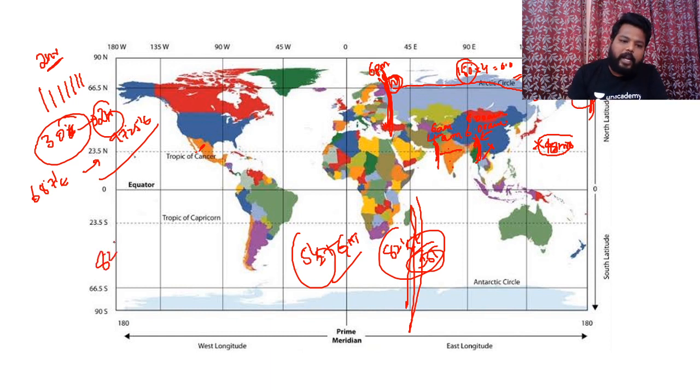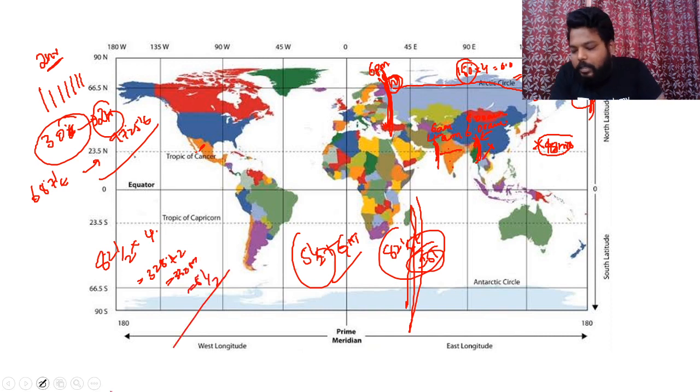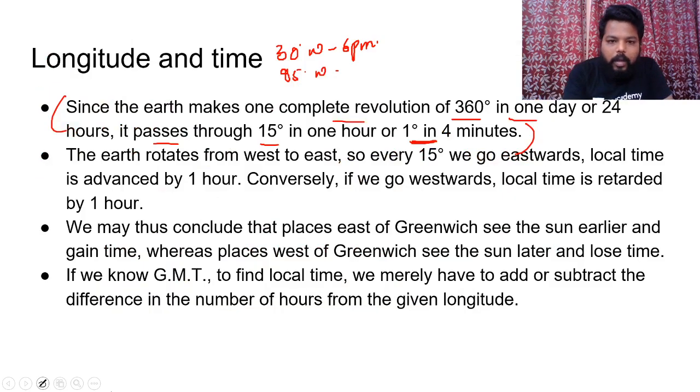You can simplify it. 82.5 into 4: 82 into 4 is 328, and half into 4 is 2, so 330 minutes. 330 minutes gives us 5.5 hours. It is a very simple calculation. So the answer for the question which I have given: I have given it as 6 p.m., right? So 6 p.m. minus 55 degrees. 55 into 4 is somewhere around 220. It means a difference of 3 hours 40 minutes.